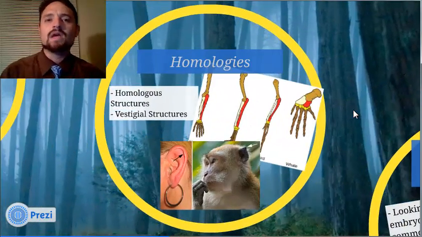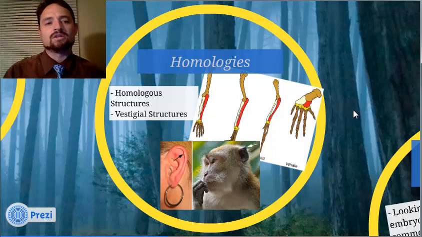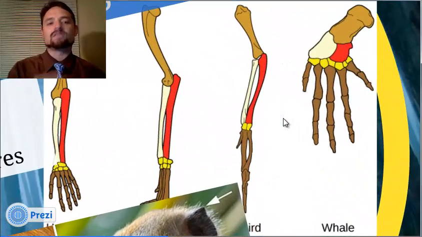Another evidence would be what we call homologies, and this is stuff like homologous structures and vestigial structures. Homologous structures point towards a common ancestor because they have bones that are similar. It kind of goes back to that same idea that we were talking about with the fossils.